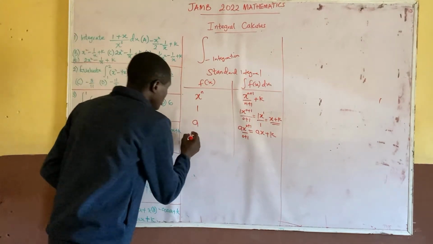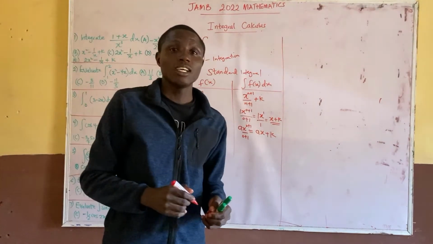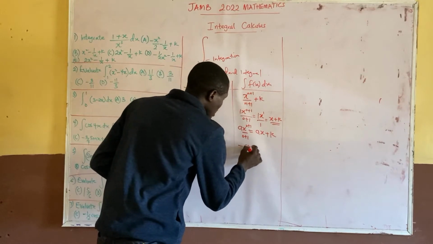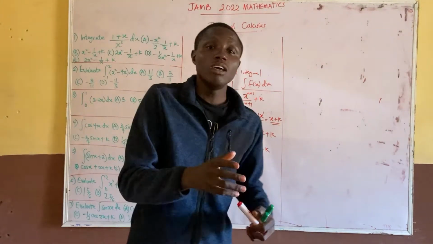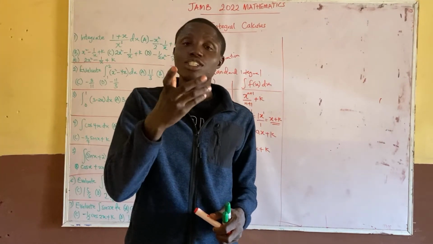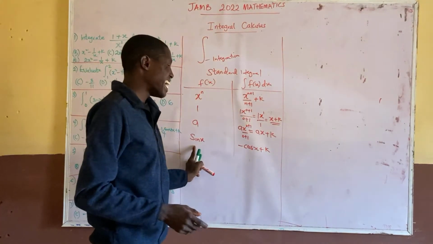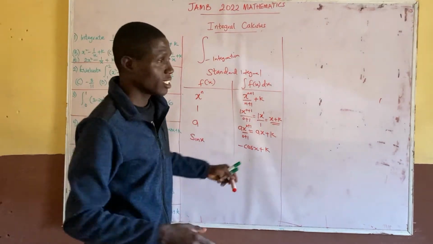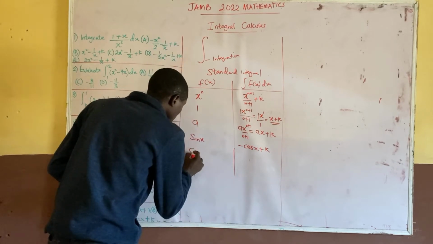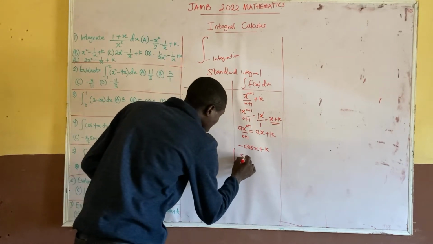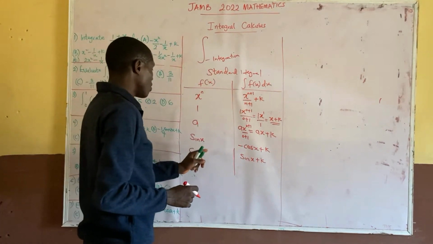Now another one is sine x. Whenever you are integrating sine x, you are going to have minus cos x plus k. This is just the reverse case of the derivative. If you are looking for the differentiation of sine x, you have cos x. But this time around, the integral of sine x is minus cos x. So also, the integral of cos x will give you sine x plus k.